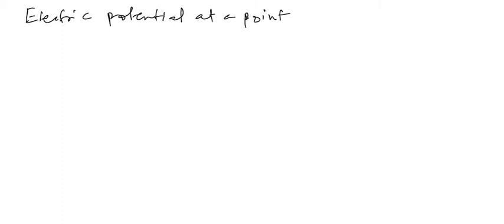Electric potential at a point and electric potential difference we have to study. First of all, we are required to understand: if there is a magnet, in this situation it will have a field. Suppose a paper pin is brought nearer to this.